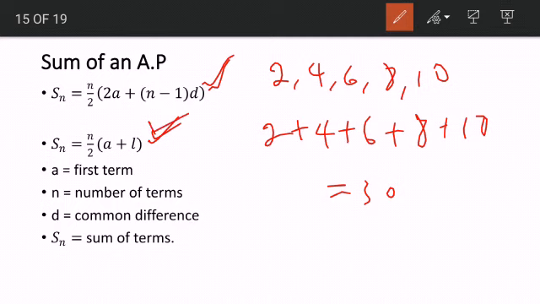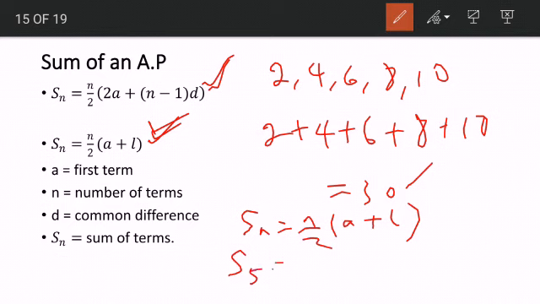But we are going to use these two formulas now to confirm this. Now, we are given that the sum Sn is equal to n over 2 into a plus l. Here we have 5 terms, so we have S5 equal to 5 over 2, into your a, which is 2, plus your L, the last term.